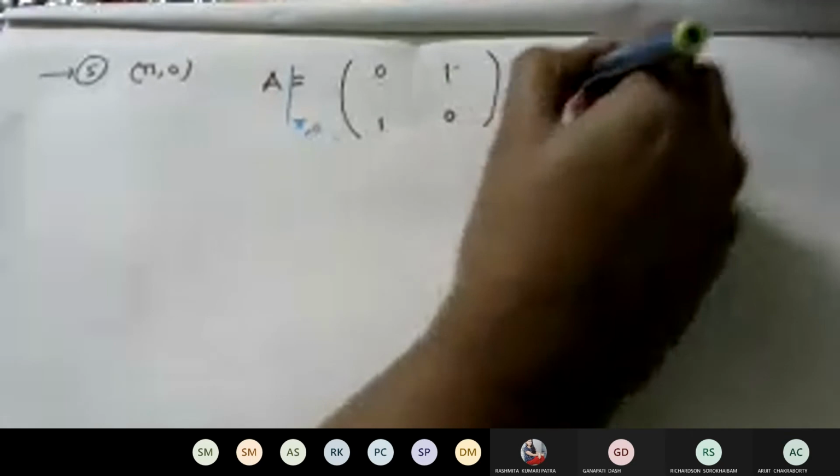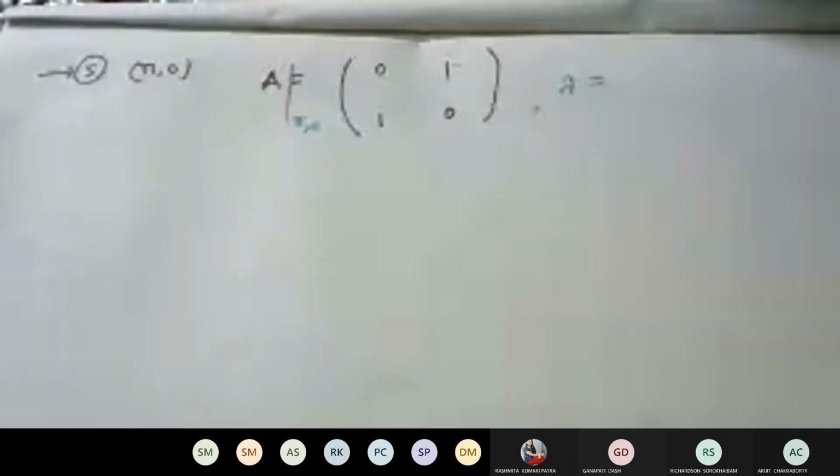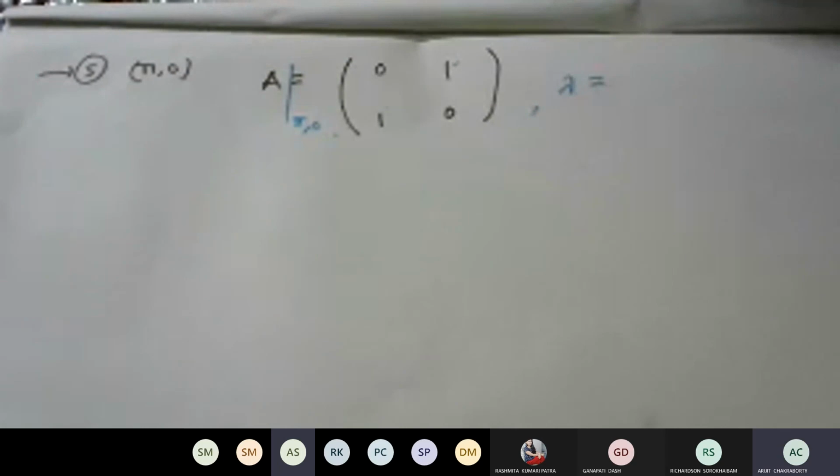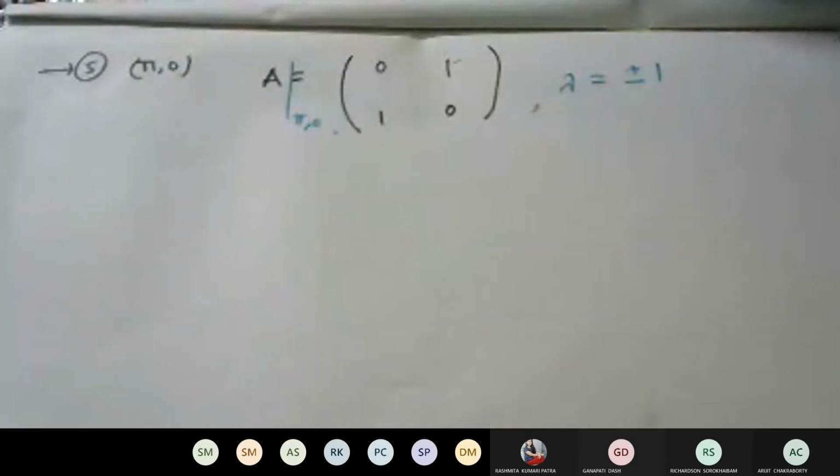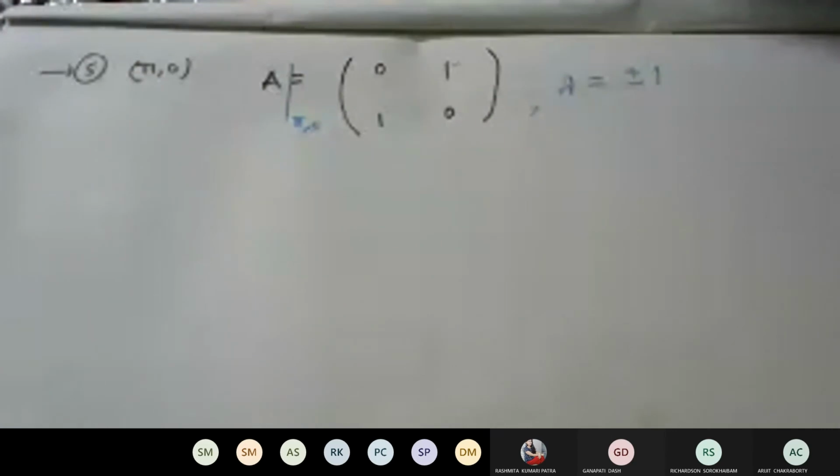What are the lambdas? Quickly see, just figure out the lambdas. Plus minus 1. Very good, very good. We are moving quite fast. Others are with us. Rest of the class, please tell us if you are here. Fine. Okay. So lambda is equal to plus minus 1.